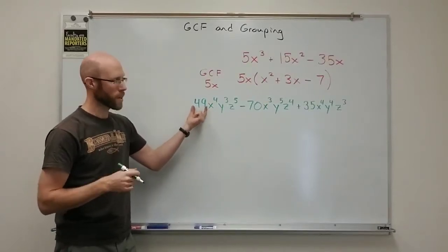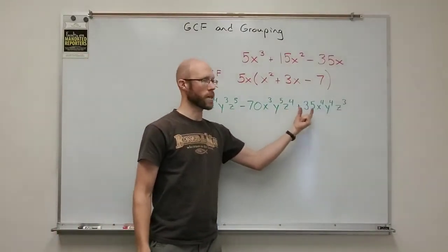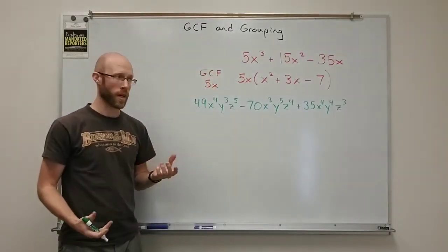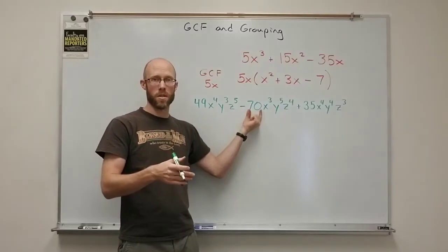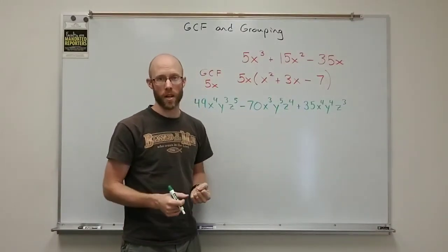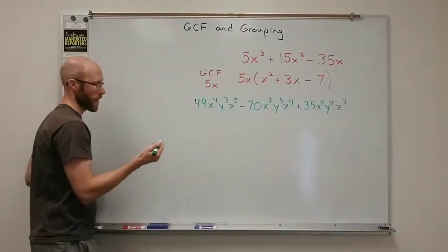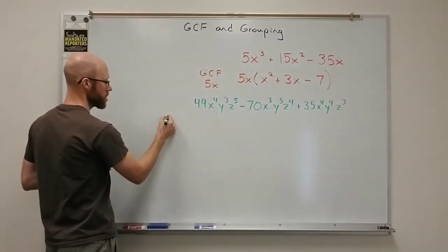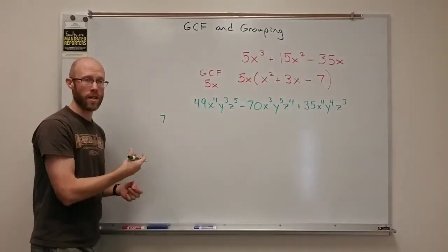So look at the constant, or the coefficient. You've got 49, 70, and 35. What do they have in common? Well, 49 is 7 times 7. This is 7 times 10, 7 times 5. They all have a 7 in common, right? In fact, it's the largest number that they all have in common. So my GCF is 7, or has a 7 in it.